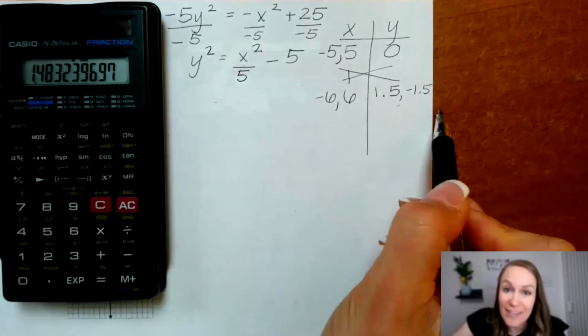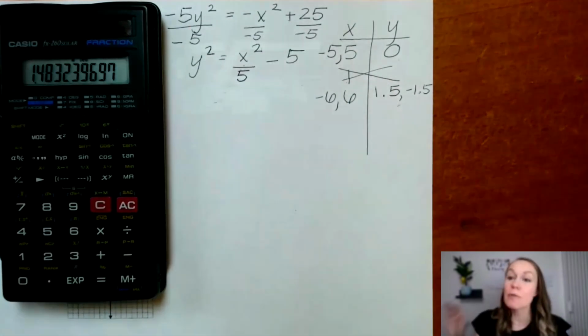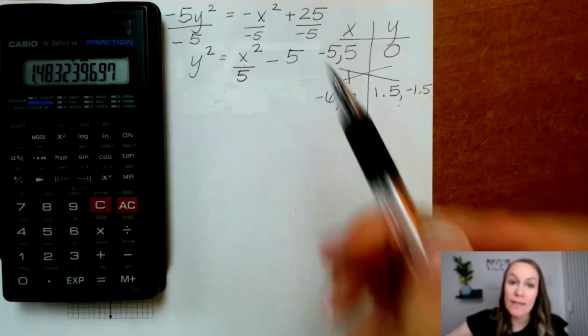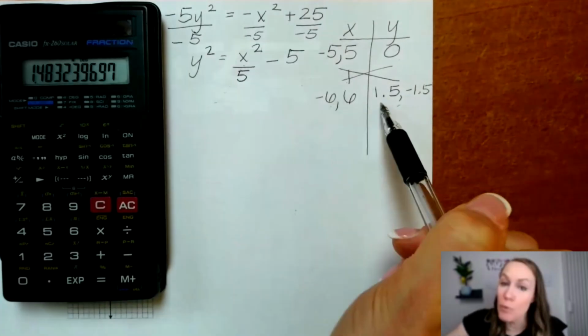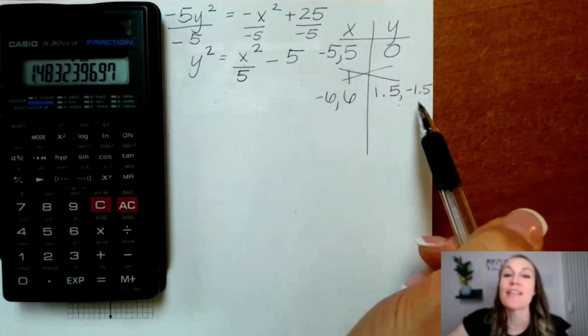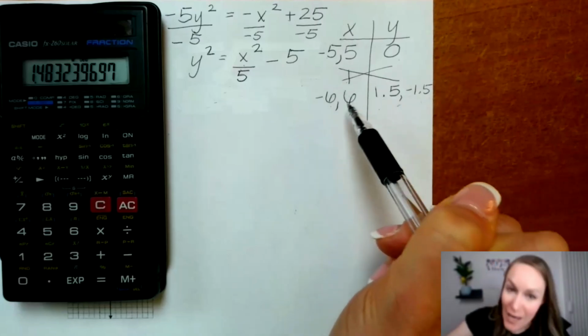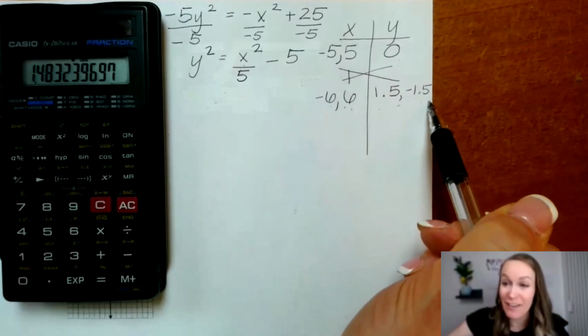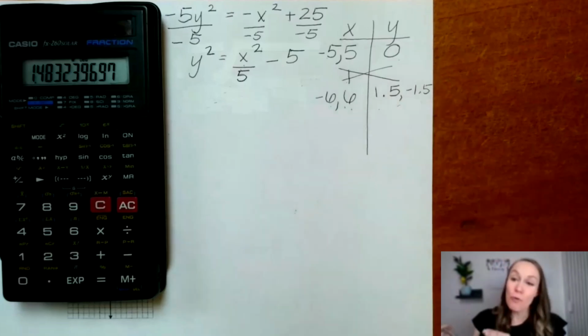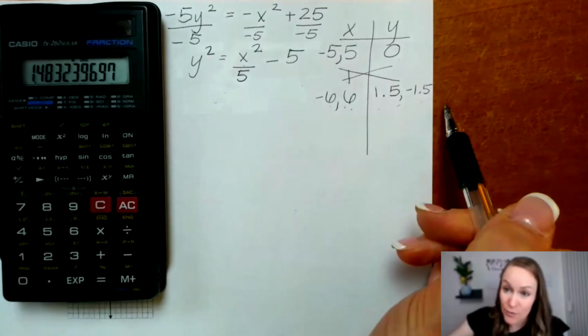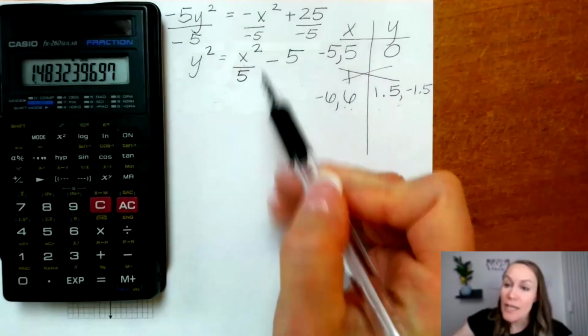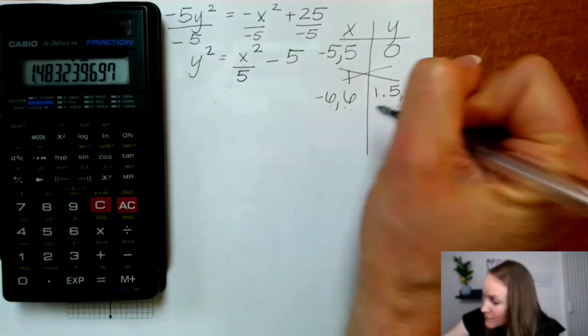So I'm writing it like this, but this actually gives me 4 separate points. I have negative 6 comma 1.5, negative 6 comma negative 1.5, and then we have positive 6 comma 1.5 and positive 6 comma negative 1.5. So we get 4 points from just these 4 values right here. So let's go ahead and do 8.